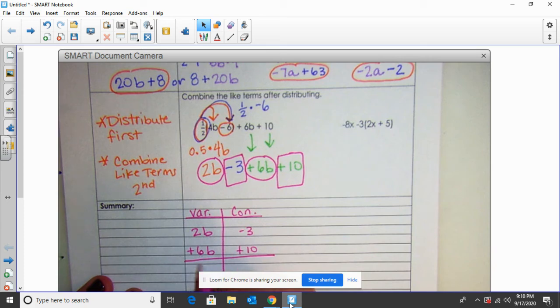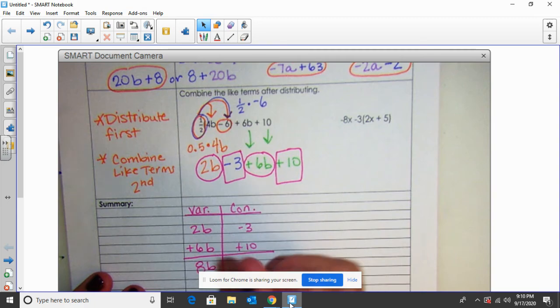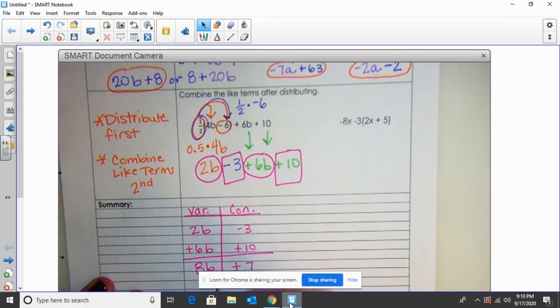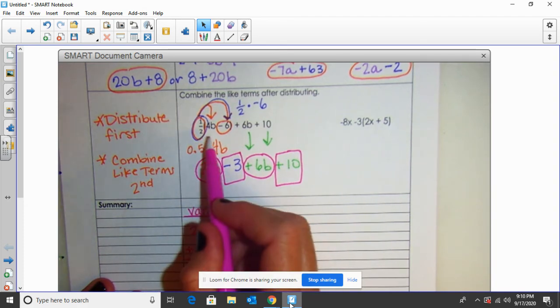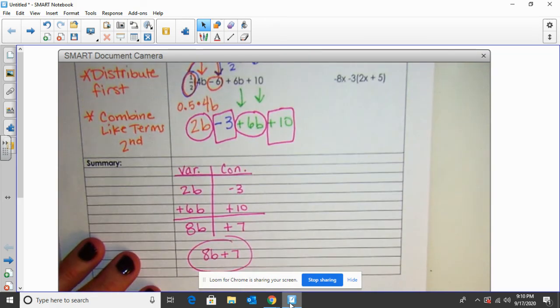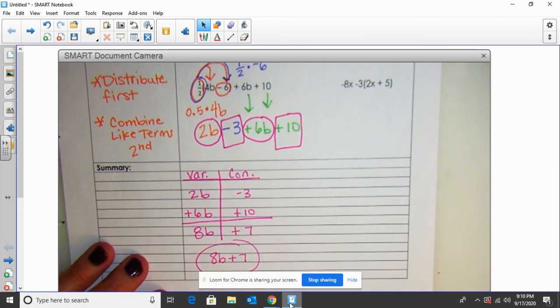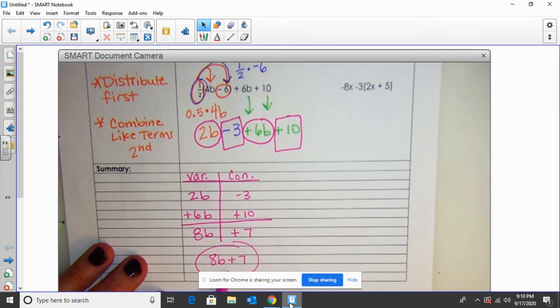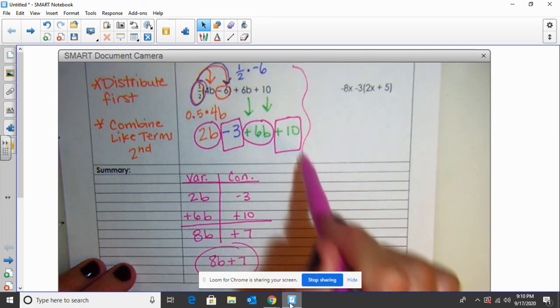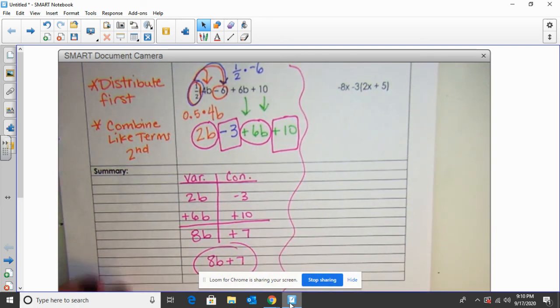So when I type in 2 plus 6, I get 8b. And when I type in -3 plus 10, I get a +7. So my shortened answer for this first question becomes 8b plus 7. So I took this entire problem, this crazy looking problem, and I shortened it down to 8b plus 7. I don't know about you, but this to me looks so much easier to work with than this up here. All right, let's do one more example and then we're done.